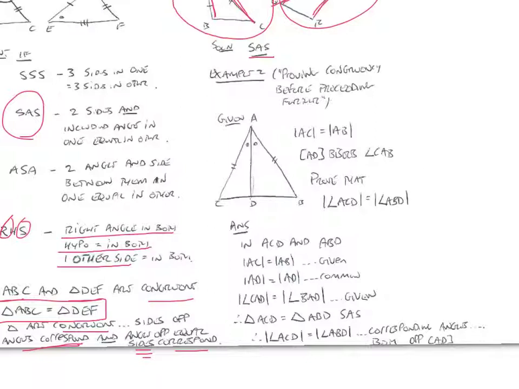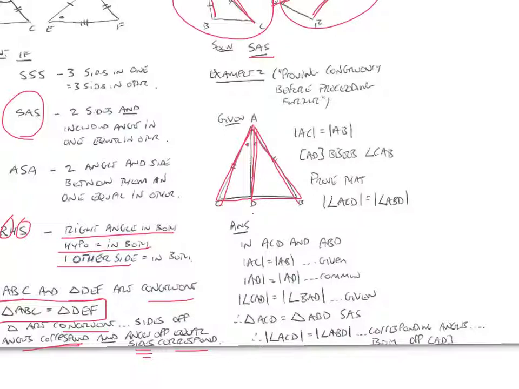Okay, so we're given a triangle ABC, and D is here, and AC is equal in length to AB. AD bisects this angle, so this angle is equal to this angle because it bisects it, it divides it in two. We have to prove that the triangle ACD is congruent to the triangle ABD.